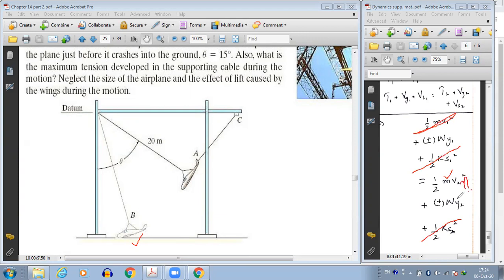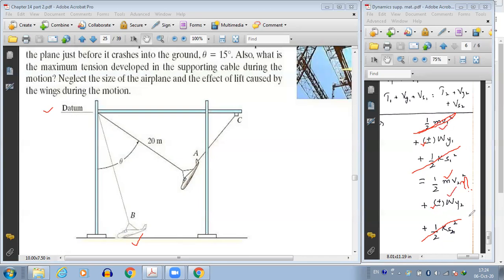Let's talk about the gravity potential. It's already mentioned in the diagram where the datum is. If this is the datum, then point A is below the datum and point B is also below the datum. So both are below the datum, so this will be negative and this will also be negative. Weight is known, we know the weight.